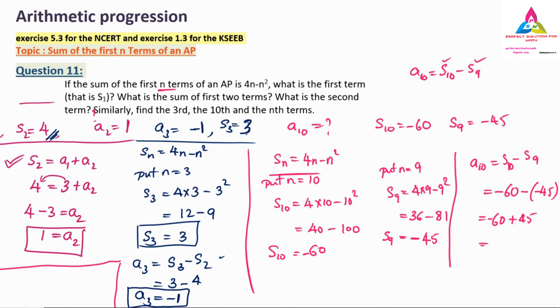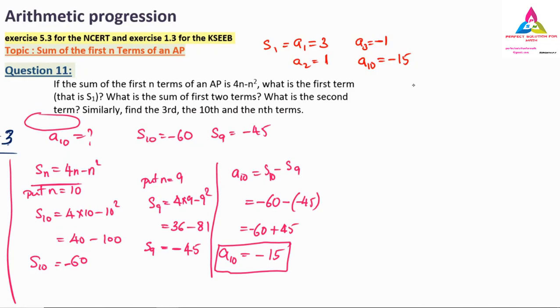So what is the A10 value? The biggest number is negative, so minus 60 plus 45 is 15, and A10 value is minus 15. Lastly, there is one more thing to find, and that is the nth term. Very importantly, this is the trickiest part. We have to find the nth term, not Sn. Sn is already given.